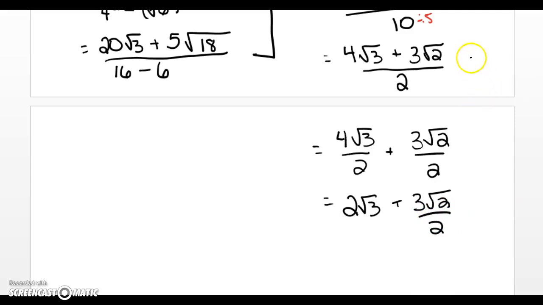With that said, though, I would accept this answer up above, where you left it as just one fraction, as long as it's in the simplest terms, in terms of all of those terms within that fraction, or this one here would work as well.